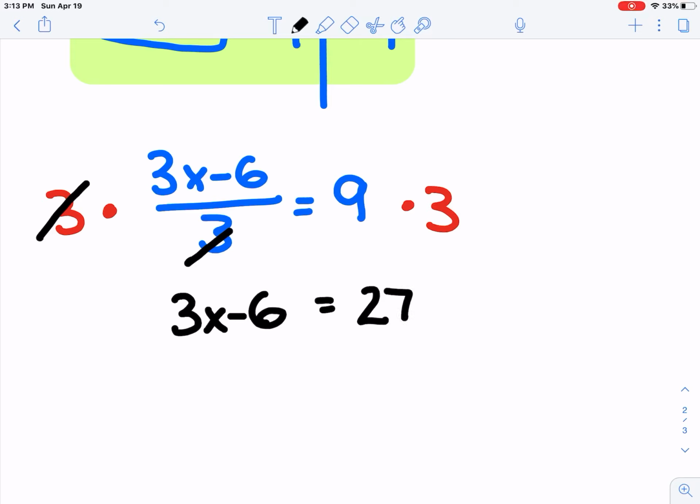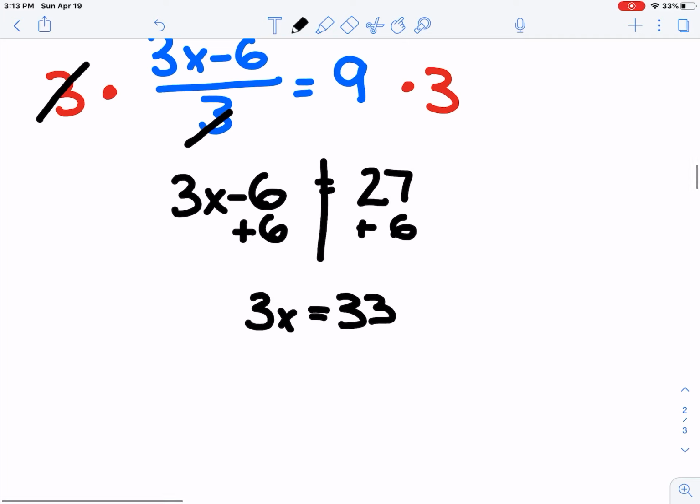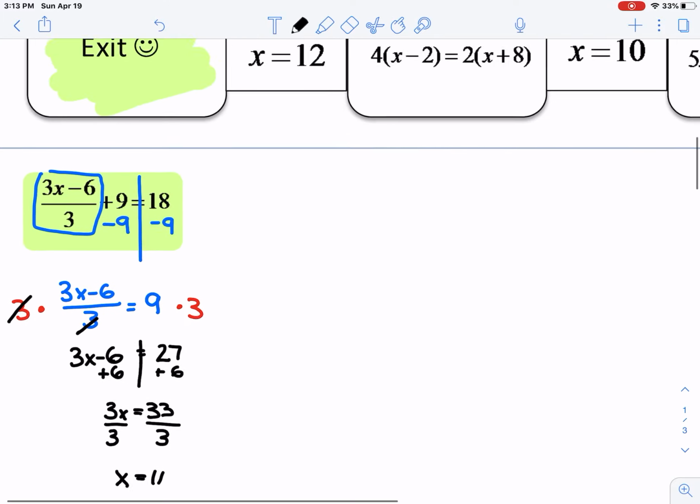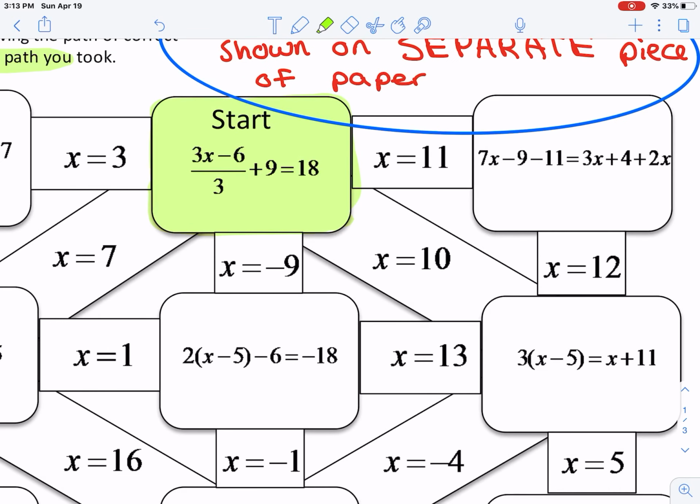Then again, now we're just having a regular problem. How do I get my 3x by itself? I'm going to add 6 on both sides, and I get 3x is equal to 33. And again, how do I undo multiplying by 3? I'm going to divide by 3, and I get x is equal to 11. So again, back up here, we're going to go up to our path, see if x equals 11 stems off of that first box, which it does.